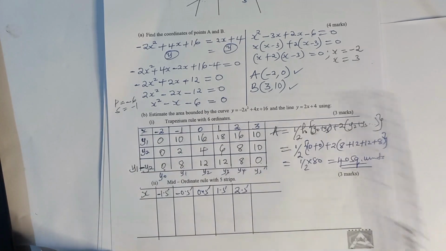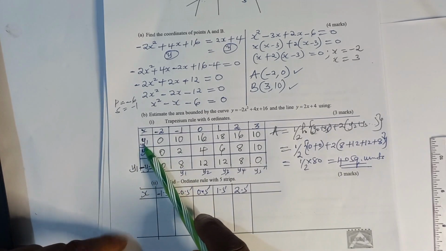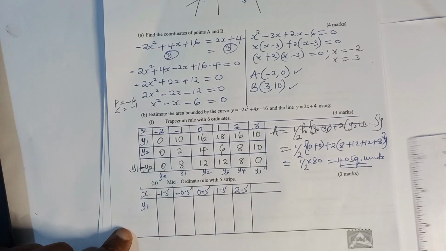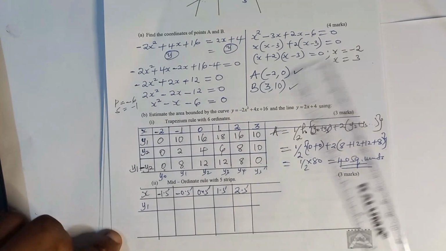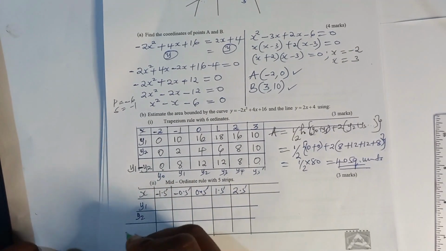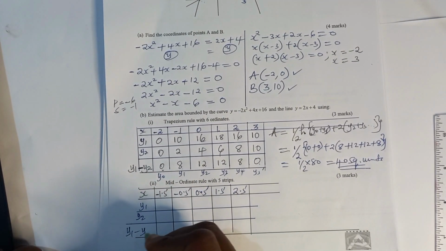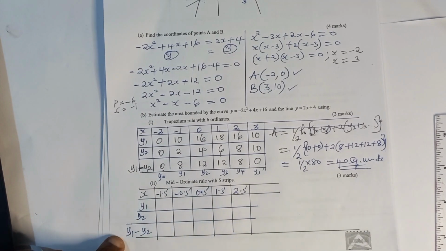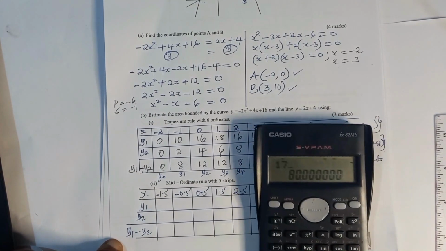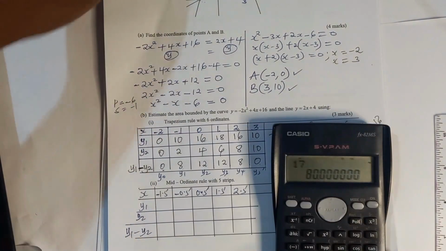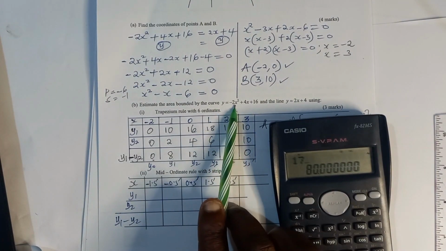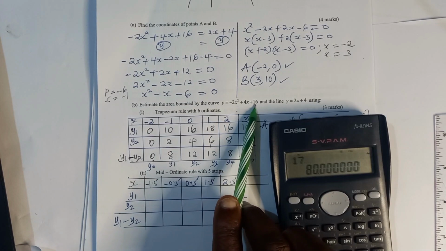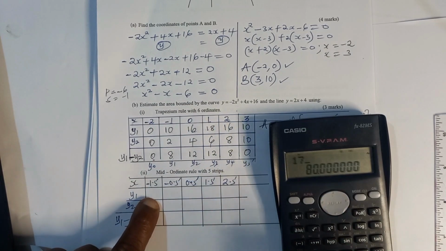Then from there, we shall follow the same process, whereby we shall get y1 minus y2. So we shall have y1, that is the function of the curve, because to get the area, we must subtract that. So y1, then y2, and then for this one, we shall have y1 minus y2. This is what you're going to use. So very fast, using a calculator, remember y1 was this function: y = -2x squared plus 4x plus 16. So we fill this table using that.